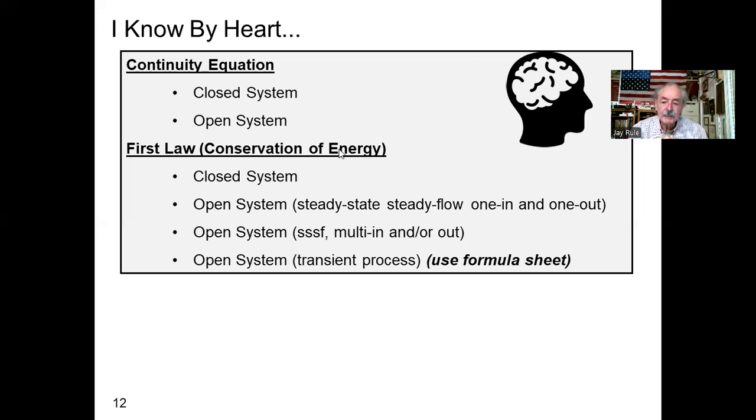How about an open system, steady state, steady flow, with multiple inlets and/or multiple outlets? I can think of some homework problems where you had a mixing chamber, a mixing vessel, where there were two inlets and one outlet. Can you immediately write down the first law for a situation like that without going to a formula sheet?